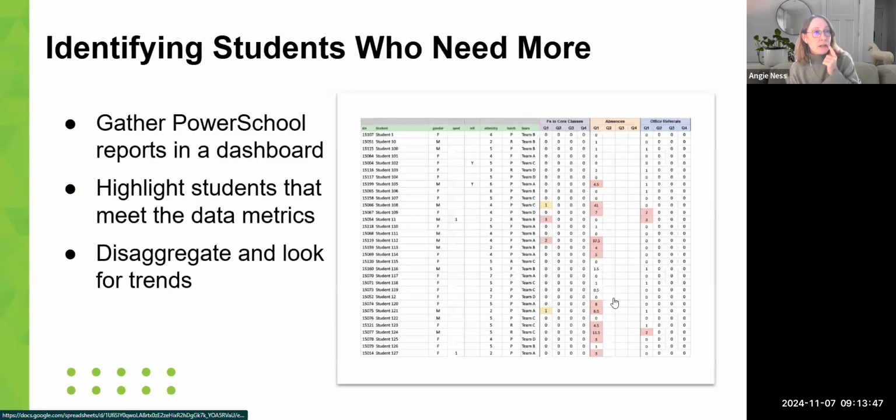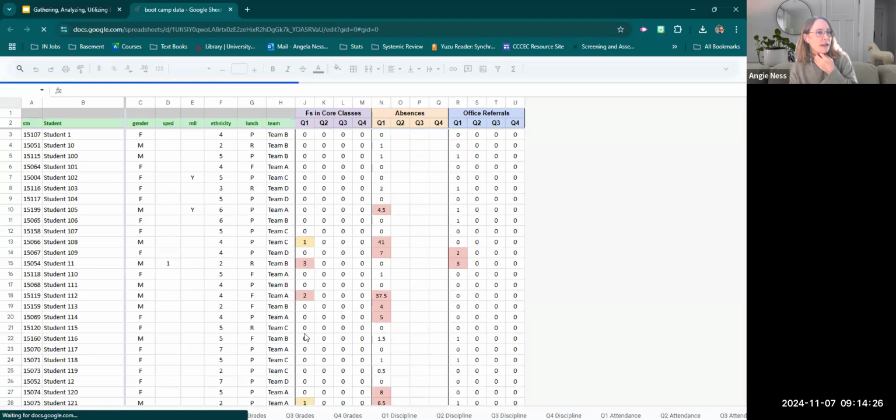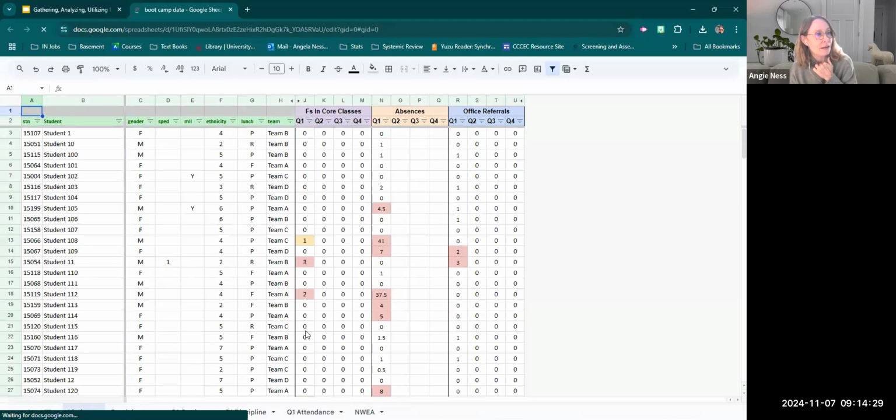So for me, I did go by our data metrics that we had in Elkhart, and I got help with gathering the reports that are available in PowerSchool, right? So I could get reports about students failing. I could get reports about attendance rates and absences. I could get reports about how many times they've been referred to the office. And I would put them all into this dashboard here. So it was a quick, easy way for me to see who those students are that are meeting those benchmarks and need a little extra help. So you can see how they're highlighted here. And then I would just aggregate it and look for trends. This is based on some of the data that I had at one of my last schools.